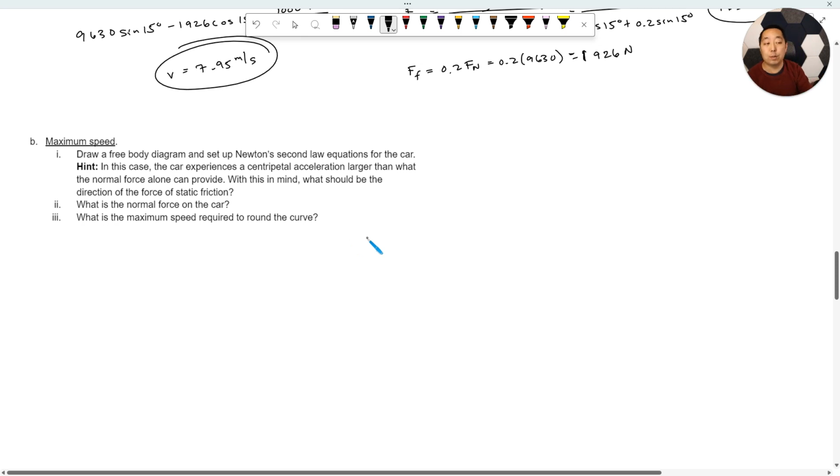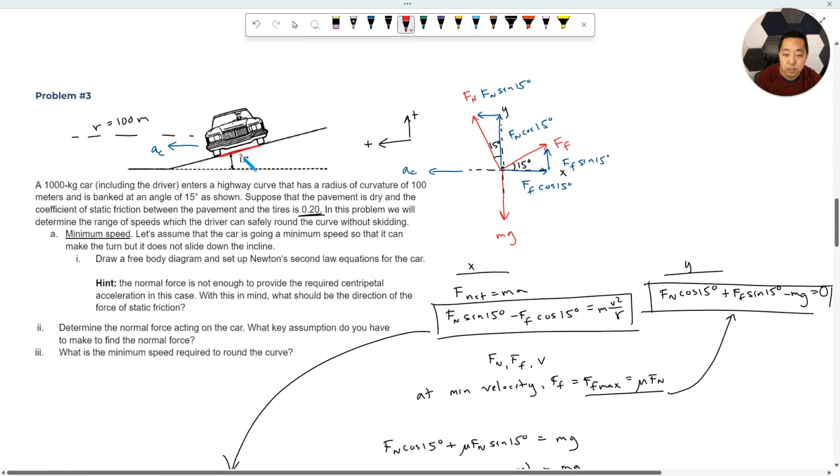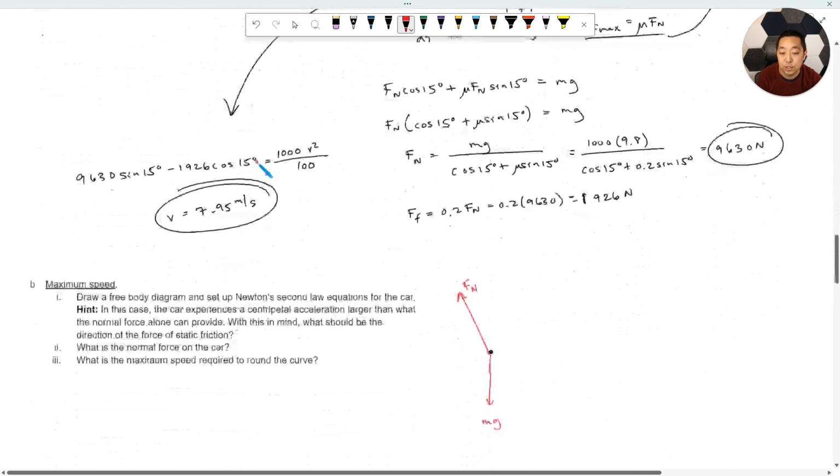Now let's do the maximum speed. Now we're going to go super fast, faster and faster. What's going to change in this scenario? Well, the gravity and the normal force don't change because ultimately those surfaces haven't changed, right? If we look at the picture, just because we're going faster isn't going to change this. However, the frictional forces, here the centripetal acceleration is what the normal force can provide.